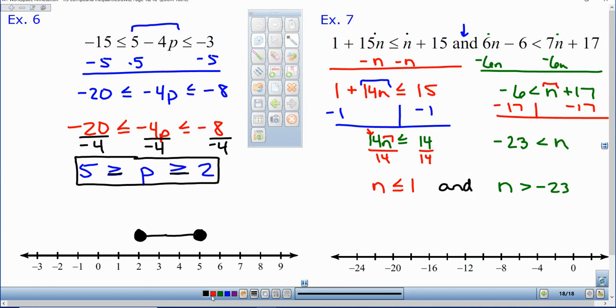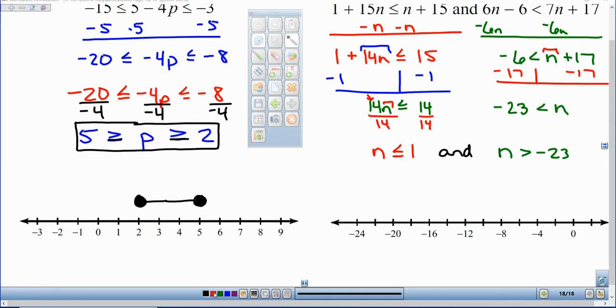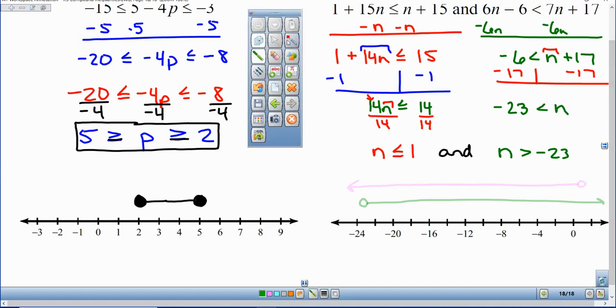So we want the overlap of those two inequalities. So let's look. n is less than or equal to 1. I'm going to keep going. And n is greater than negative 23. Negative 23 is about right here. Okay, these do overlap. You can see there's a section where both.